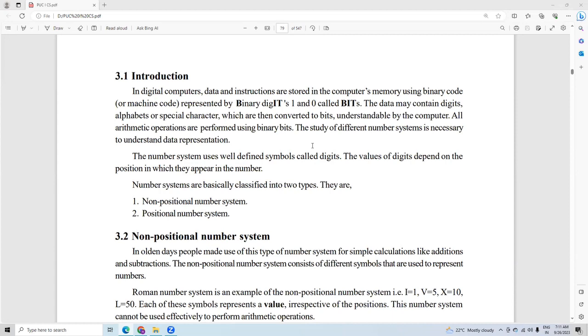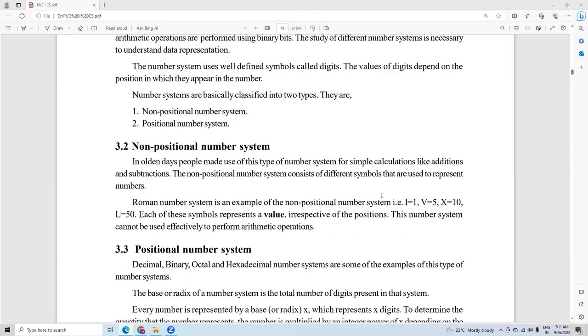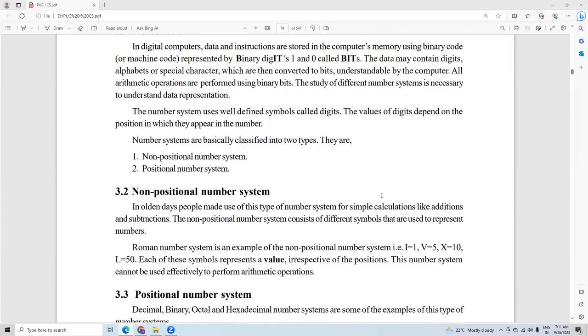All the arithmetic operations and all the processing work will be done by using binary digits itself. So it is very important to understand the different number systems which are present in the computer for data representation. The number system uses well-defined symbols called digits. The values of digits depend on the position in which they appear in the number.